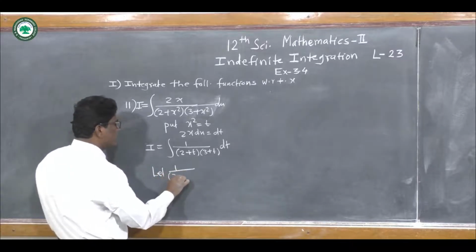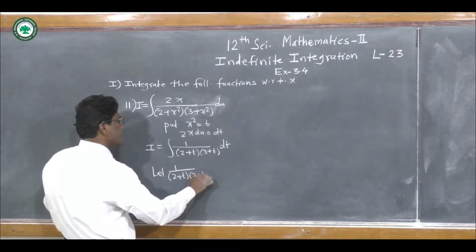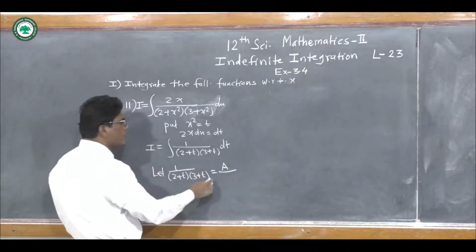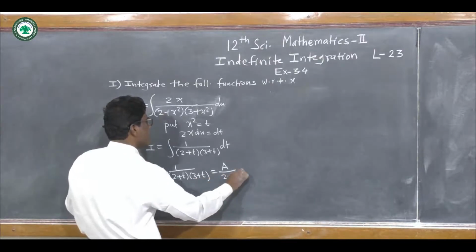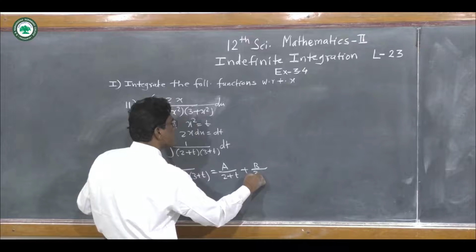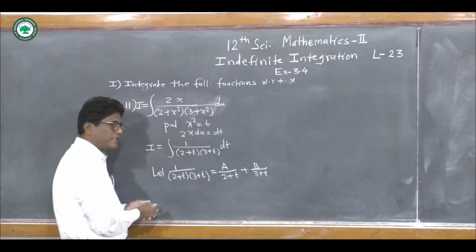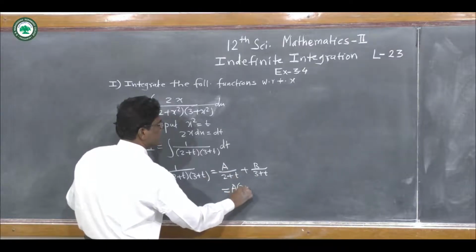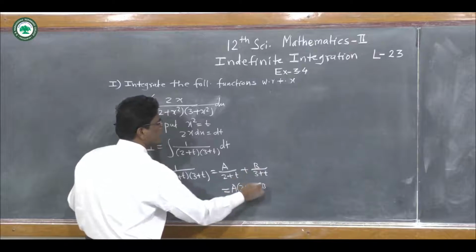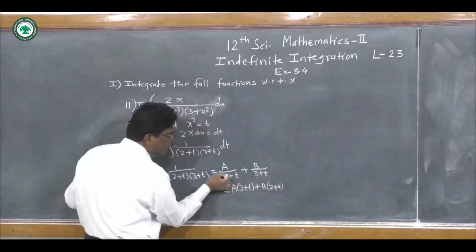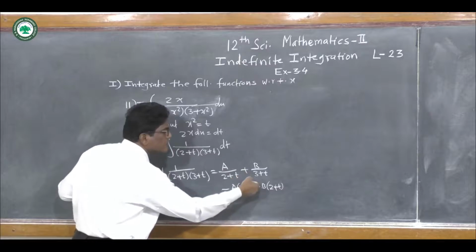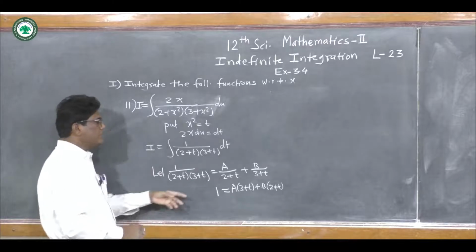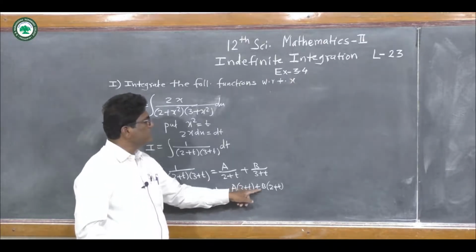1 upon (2 plus t) into (3 plus t) is equal to a upon first factor. There are two linear factors, so a upon first factor 2 plus t plus b upon second factor 3 plus t. Now take the addition of the right hand side. It is equal to a into (3 plus t) plus b into (2 plus t), upon the product of these two denominators. We cancel this product with the denominator, and the left side remains 1. So 1 is equal to a into (3 plus t) plus b into (2 plus t).